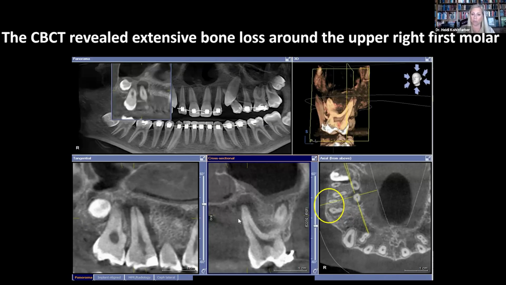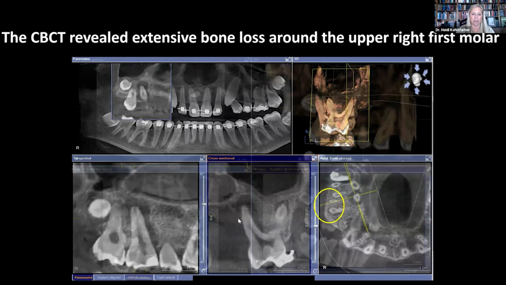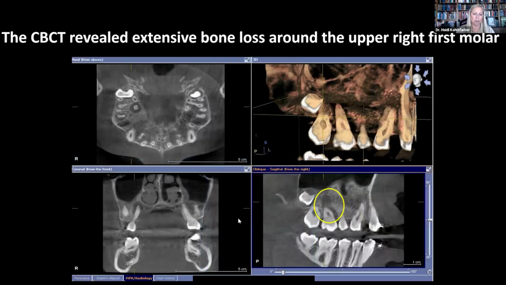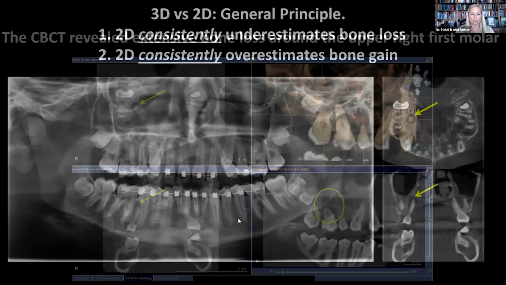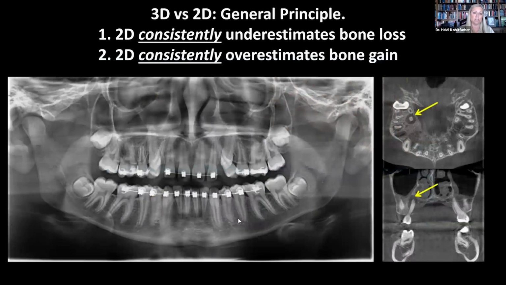You can see the degree of bone loss. This patient could have lost this tooth before she ever realized that she actually had an issue. Now, she does have a restoration on this tooth, and obviously that is the cause of our issue. But definitely something that we want to be able to identify, and the Cone CT is able to identify that much better than our 2D. So I think this is a great example of 2D consistently underestimating the bone loss and overestimating the bone gain.